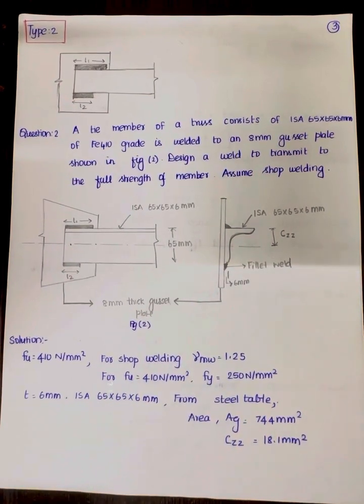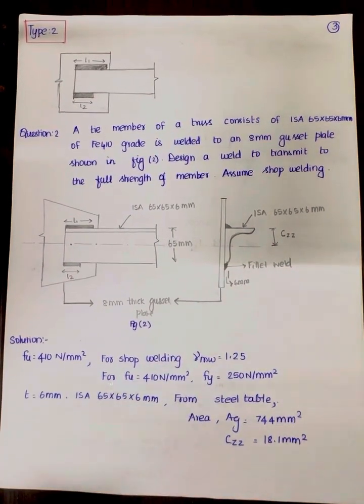Okay. So how will be the solution for Fe 410? Your Fy would be 250 Newton per mm square. And the gamma MW is 1.25 for shop welding. Which plate do we need to take? We are going to do the welding on both the side of the angle. So we have to take the thickness of the angle. So T is equal to 6 mm.